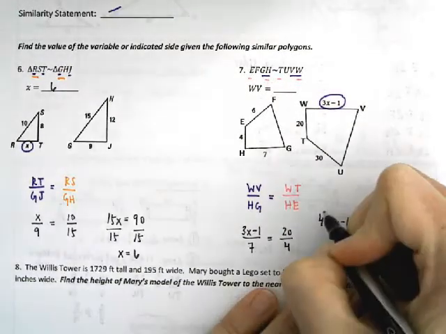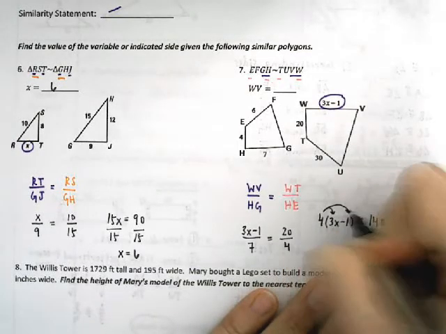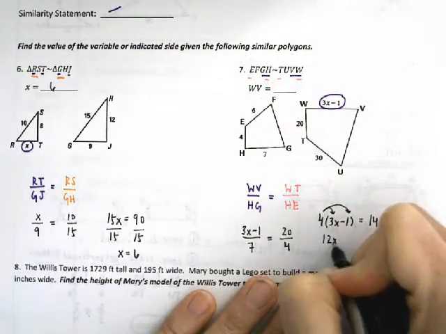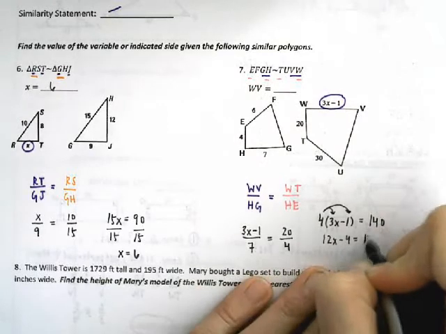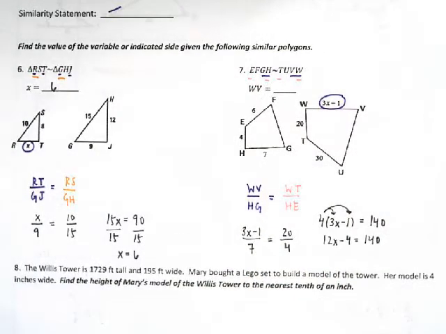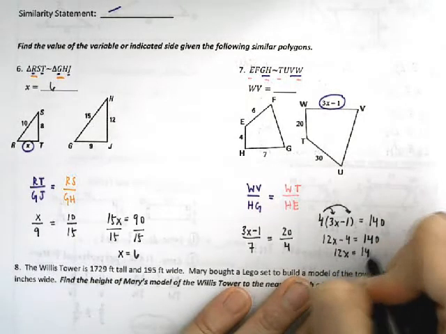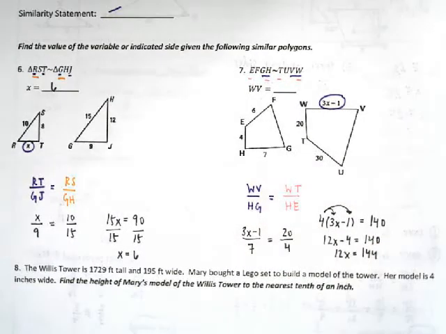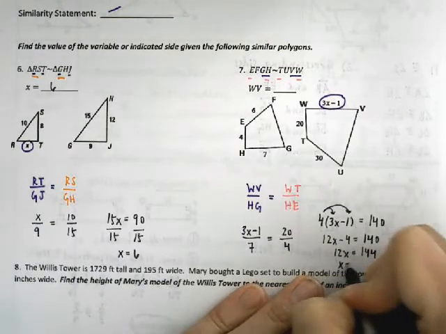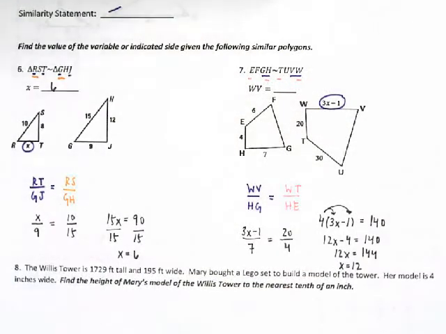Now, because I have those parentheses, I'm going to go ahead and distribute. So I get 12x minus 4 equals 140. I'm going to add 4 to both sides, so 12x is equal to 144. And when I divide, I get x is equal to 12.